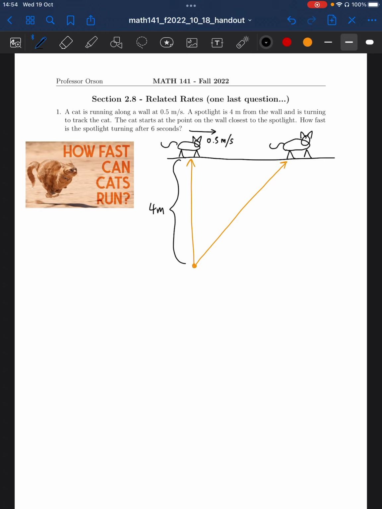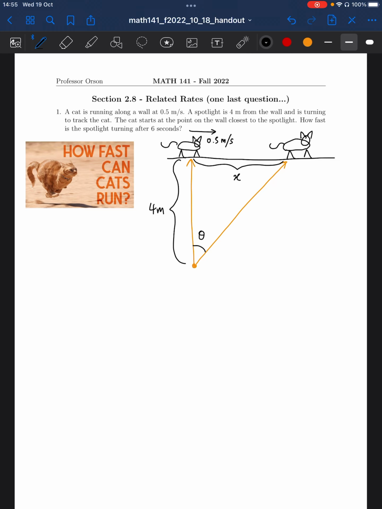Okay, so now we have to think about what it's asking us. So key phrase, how fast is, that's the rate in question. And how do you measure fastness of turning? Well, you turn using angles. So it must be how many angle units per second, which means a variable that's going to be important is the angle. So there's an angle, call it theta, whatever. And I guess the other thing I haven't really stuck in the diagram is this distance cat has run, which I'll call x.